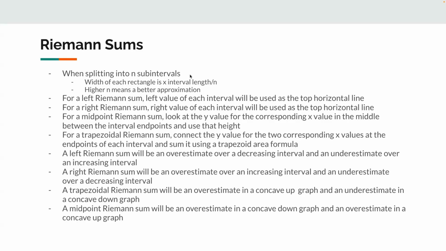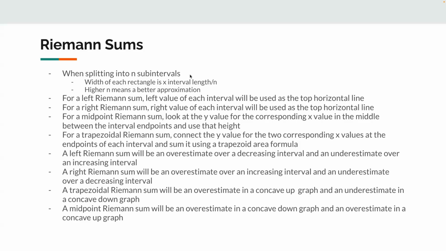For a left Riemann sum, the left x value of each interval, the corresponding y value, will be used as the top horizontal line. For a right Riemann sum, the right x value's corresponding y value will be used as the top horizontal line. For a midpoint Riemann sum, essentially, we'll look at the middle value. So the two x values averaged out to the middle one, we'll look at the y value, and that'll be the height. For a trapezoidal Riemann sum, we'll connect the two y values for the corresponding x values at the endpoints. We'll connect them using a straight line, and then we'll use a trapezoid area formula to sum it up.